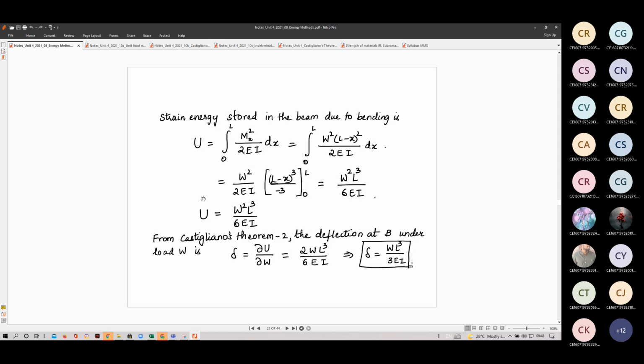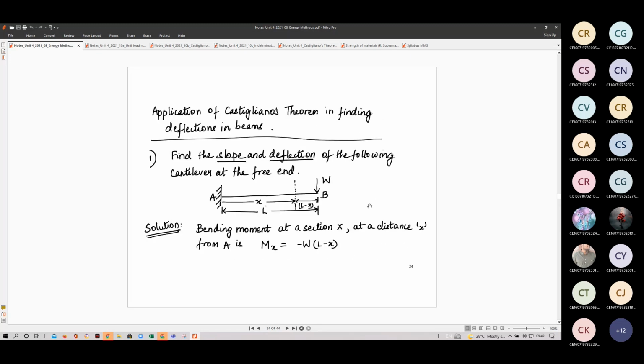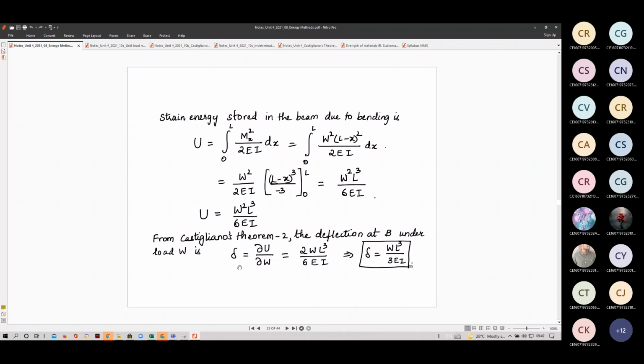Now U is this. By Castigliano's theorem 2, I want deflection at B under the load W. Wherever I need the deflection, there has to be a load. The load is already existing at B, so I want deflection at B. The partial derivative of U with respect to W gives me WL cube by 3EI, which is the standard result of the deflection of the cantilever beam. So this is how Castigliano's theorem is used.